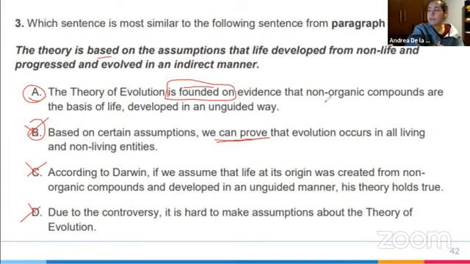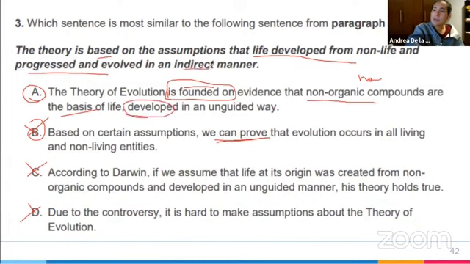Now, everything else can be a little bit different. So at the end of the day, it's kind of the same, right? This theory is based on this fact that life developed from non-life, or that non-organic compounds, this is non-life, by the way, are the basis of life, right? Life developed from non-life, non-organic compounds are the basis of life. Progressed and evolved is just a synonym of developed. In an indirect manner, it's the same as unguided way, right? You have a lot of synonyms.